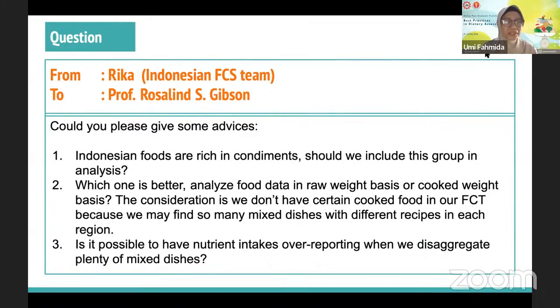And the third question, Ross, is from Rika. When we disaggregate plenty of mixed dishes, is it possible to have nutrient intake over-reporting? So over-reporting of the nutrient. Well, if it's not done correctly, it will be over-reported. It depends on how well it's been disaggregated.